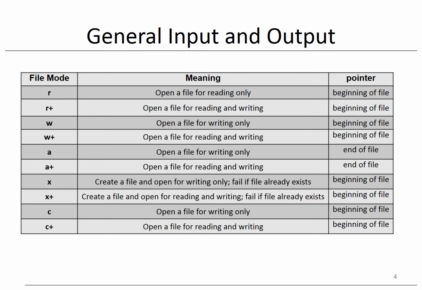X will create a file and open it for writing only. It will fail if the file already exists. This can be further extended as X+, which will also allow to read the file. C and C+ allow to open a file for writing only, or for reading and writing, whereby a new file will be created in case it does not exist yet.